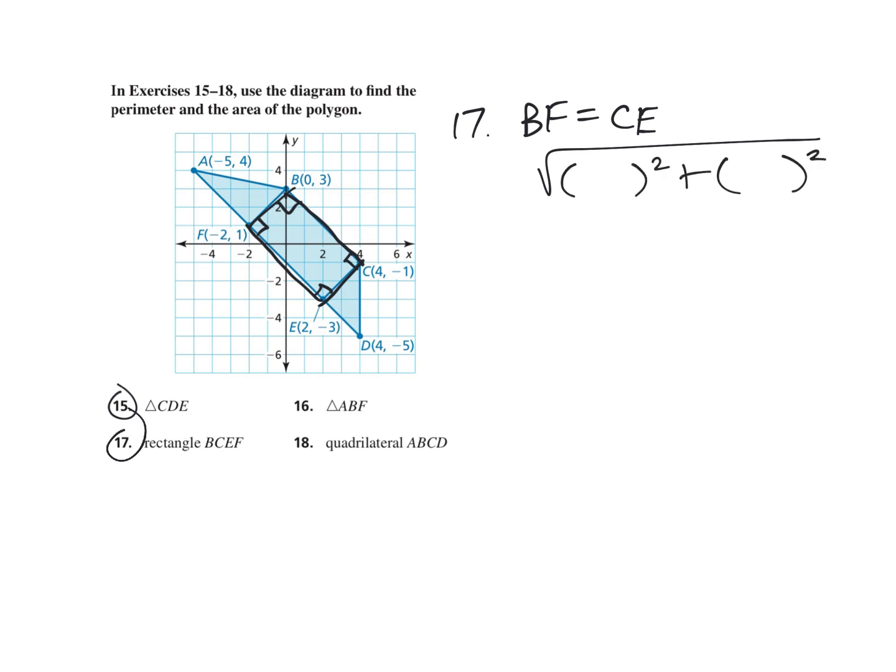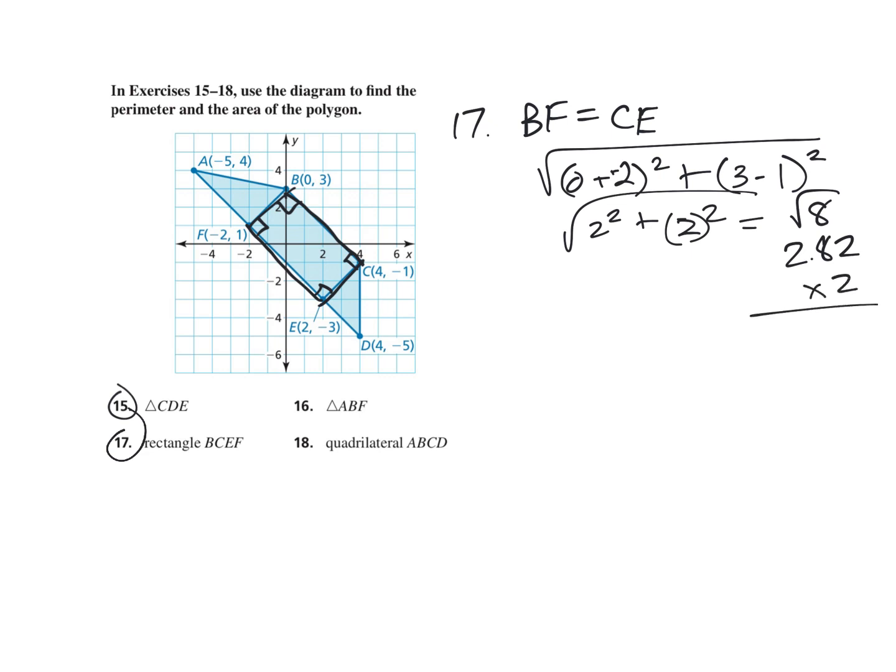So I'm going to use the BF coordinates. All right. So B to F is 0 and a -2, and 3 and a 1. So we have change. That's 2 squared. 3 minus 1 is 2. I'm going to square that as well. So that's 4 plus 4. So the square root of 8 again. So again, if we just put that down, that's 2.82. All right, and we got to multiply that by 2 because there's 2 sides. Multiply it, you get 5.66.